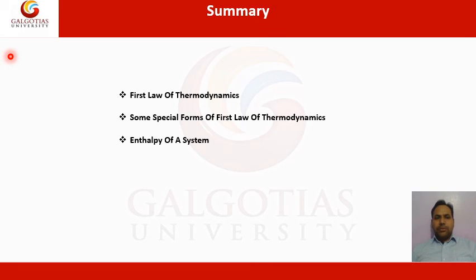Another topic is enthalpy of a system. Delta H is equal to delta E plus P delta V, where E is the internal energy and PV means pressure and change in volume. So this topic showed you the first law of thermodynamics, some special forms of the first law, and enthalpy of a system. So move to the next slide.